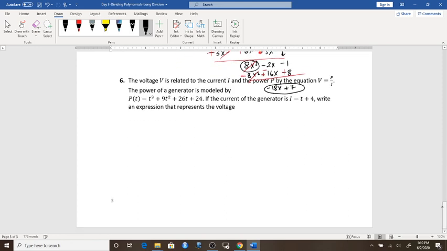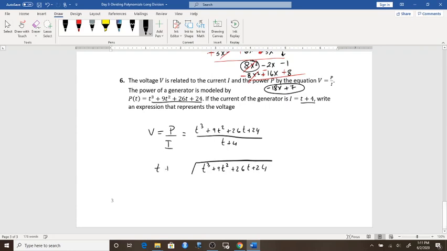Voltage is related to the current I and the power P by the equation V equals P over I. We know the power, we know the current. How do we find the voltage? Well, voltage is P divided by I, so we need to divide T cubed plus 9T squared plus 26T plus 24 by T plus 4. So we can use long division. So we write T cubed plus 9T squared plus 26T plus 24. Nothing is missing here, so we don't put zeros. And here we have T plus 4.